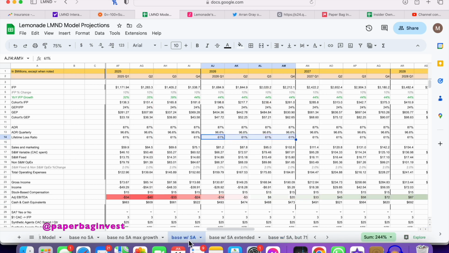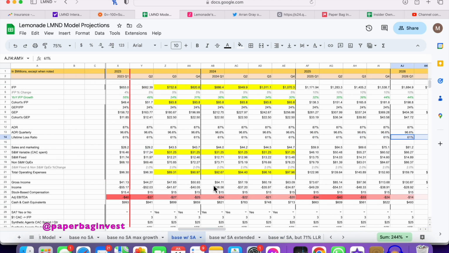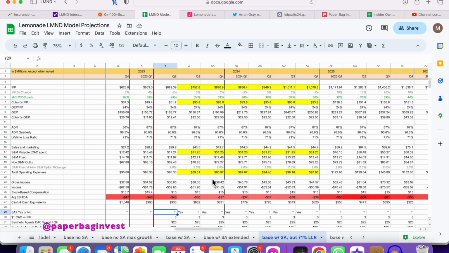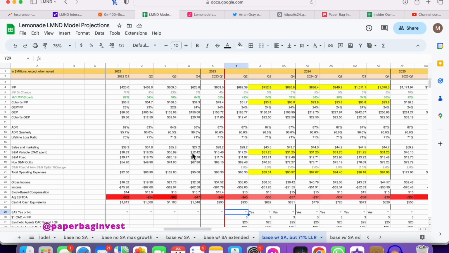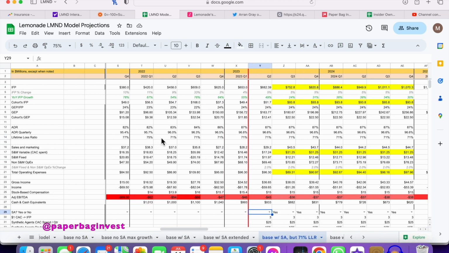The next case I am calling base with synthetic agents. So it's kind of like this one where we had the 6 quarters of synthetic agents that we know are happening for sure. But then I'm saying a 71% lifetime loss ratio. Before here, we had this trailing down, based on the investor day slide, from 75 to 61%, and they've kept it there. This one, we're basically saying it doesn't get any better than 71%. 71%, that carries all the way through.